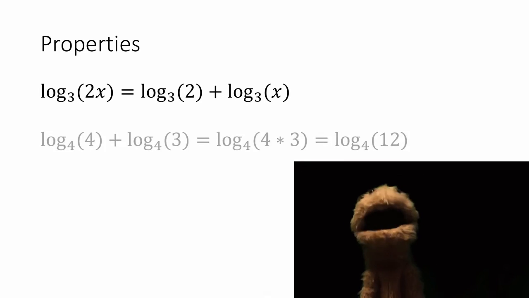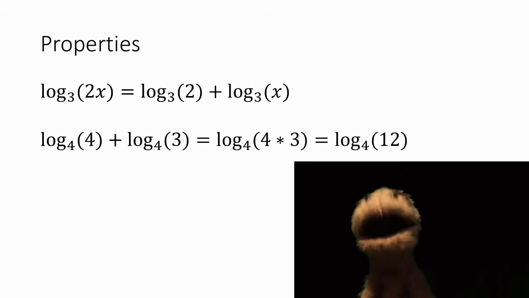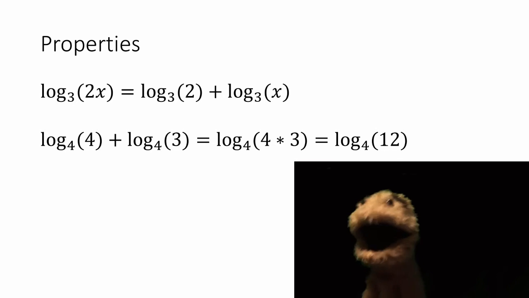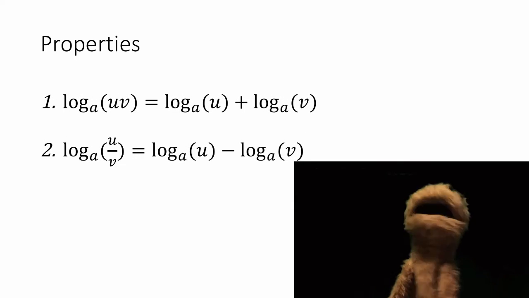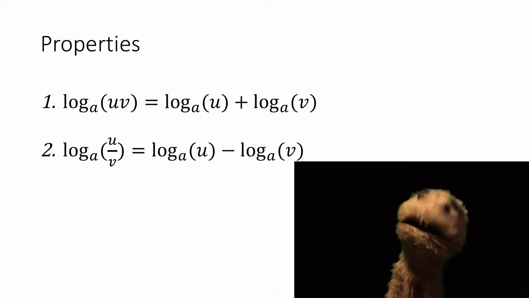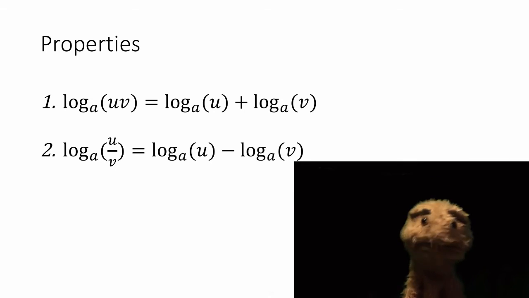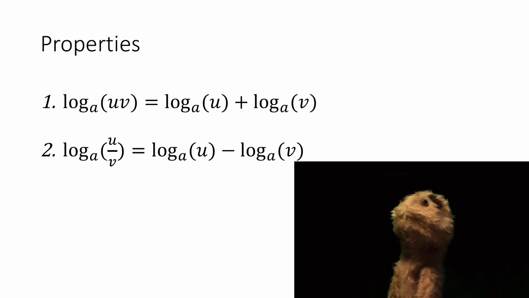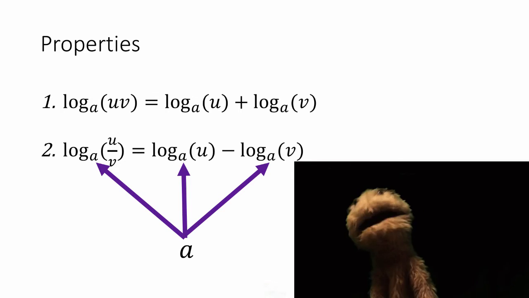You can do this backwards too. The log base 4 of 4 plus the log base 4 of 3 is equal to the log base 4 of 4 times 3, or the log base 4 of 12. This second property is the same type of thing, except it's about division. If you have one thing divided by a second thing in a log, you can split it up into the log of the first thing minus the log of the second thing. Quick note here, the base of the log has to stay the same.